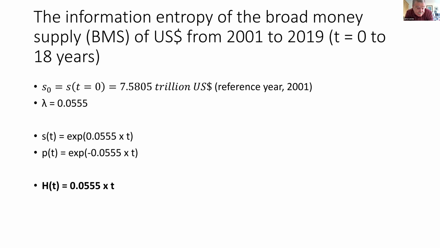Thinking of it as a process, we have the growth of the process, which is exponential, because it's all relative to 2001. It's exponential, 0.0555 times t. Now what's the probability? It's the probability of that huge amount of money supply at the start, and that decreases exponentially with time, at 0.0555 times t. And the information entropy of the process is 0.0555 times t.